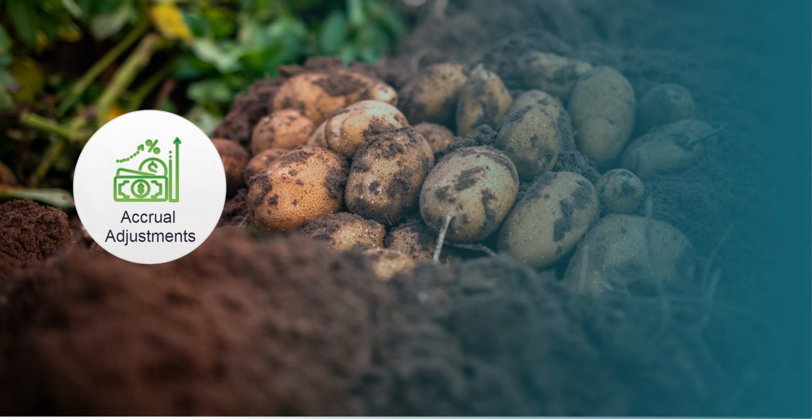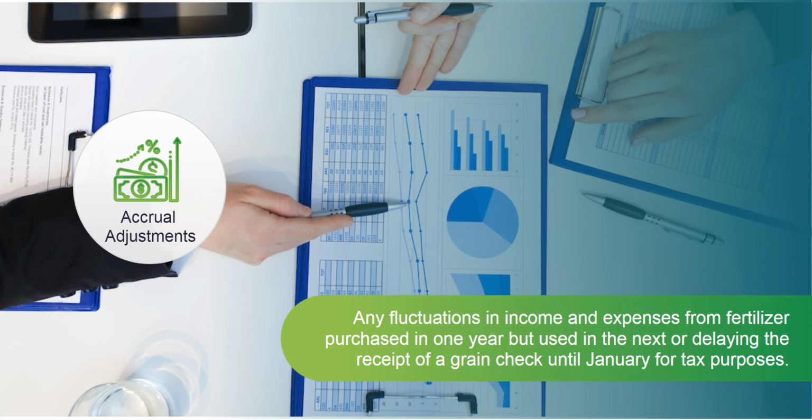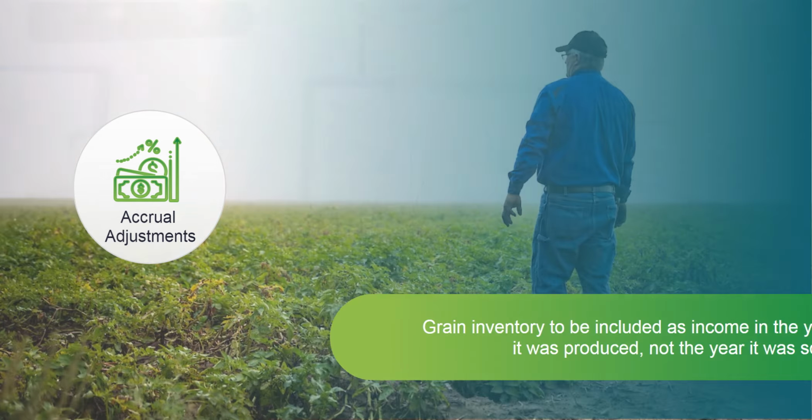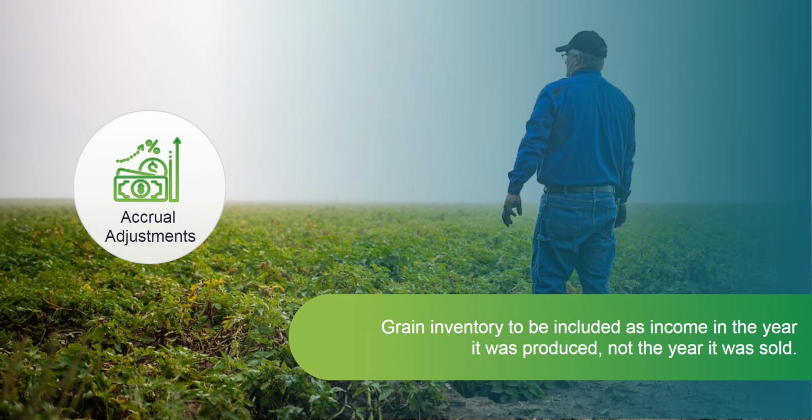For example, accrual takes into account any fluctuations in income and expenses from fertilizer purchased in one year but used in the next, or delaying the receipt of a grain check until January for tax purposes. Accrual income statements allow for that grain inventory to be included as income in the year it was produced, not the year it was sold.